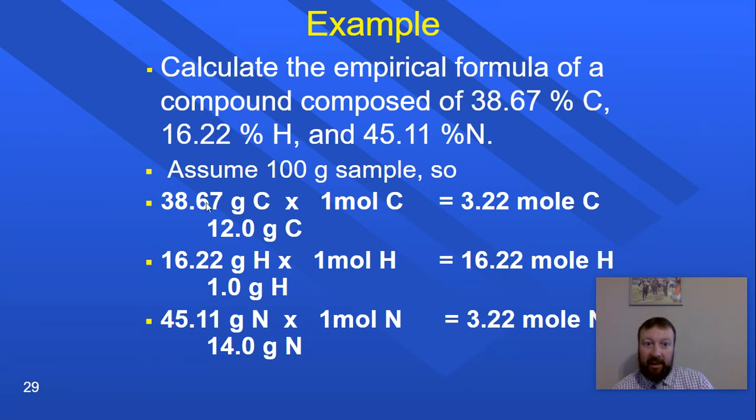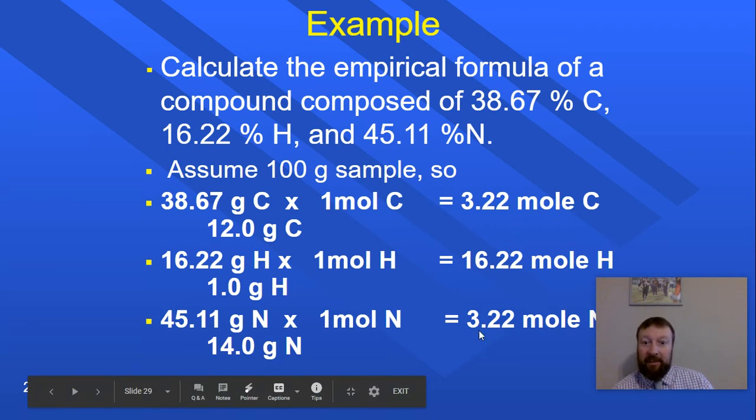Take the percents, change them to grams, divide by the molar mass. So I'm going to take the 38.64%, change it to grams, divide by 12 because that's on the periodic table, I get 3.22. Do the same for hydrogen, nitrogen.